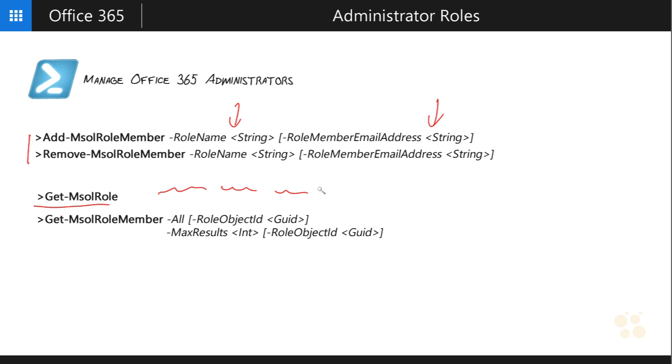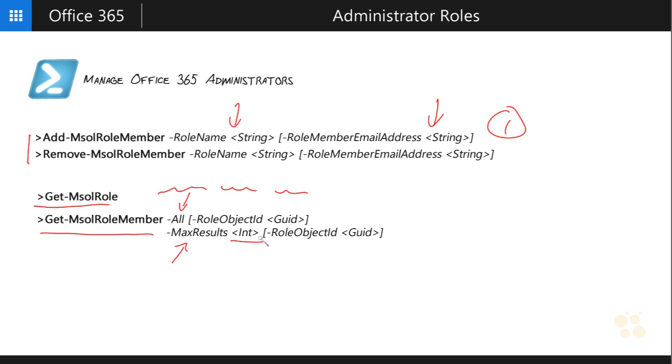One important thing to note here, the role member email address can only be one single email address. You cannot add a list of email addresses, comma separated or otherwise, in this parameter. So you're executing this command one user at a time when you want to add and remove members from a role. The last command down here, Get-MsolRoleMember, just lists the members of a given role, and you can either specify -All or -MaxResults with an integer value for the maximum number of results you want to return. So those are exclusive parameter sets for that particular commandlet.